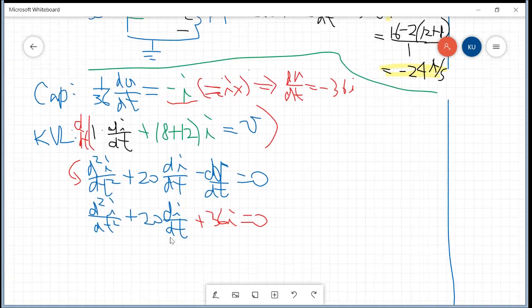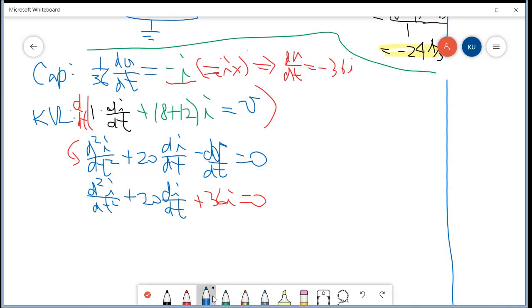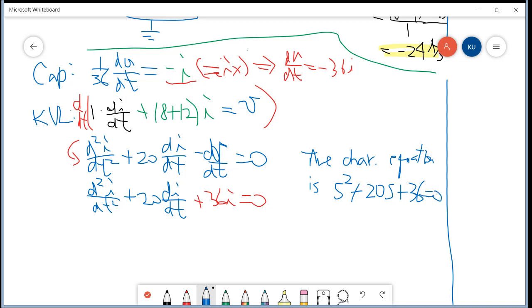So for part A, the characteristic equation is s squared. So we replace the second derivative with s squared, and then we replace the first derivative by s, so plus 20s plus 36. The original function is replaced by 1, so actually this is the answer for part A.